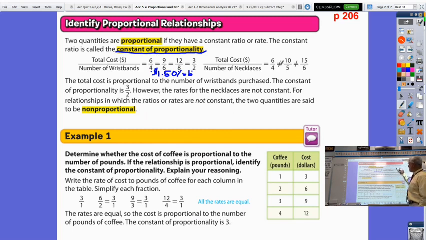In this example, here you pay $6 for 4, but then you pay $10 for 5. And so this comes out to 1.5 and this comes out to 2. So these are not equal, right? When the rates are not equal or the ratios are not equal, then it is not proportional.